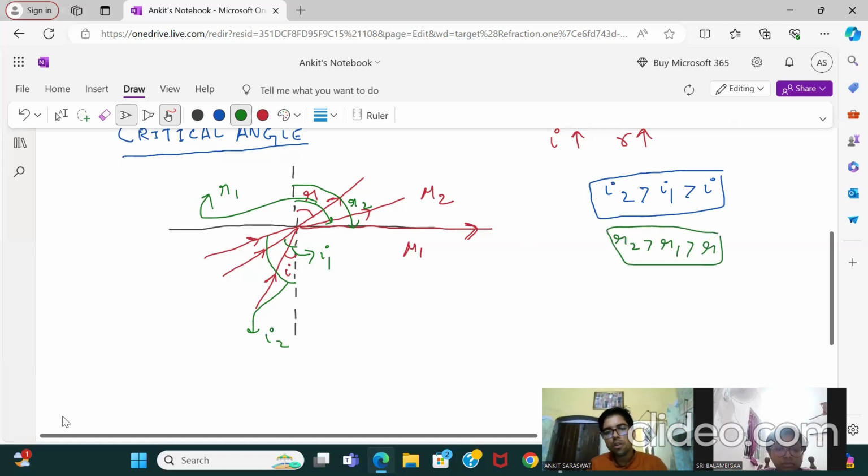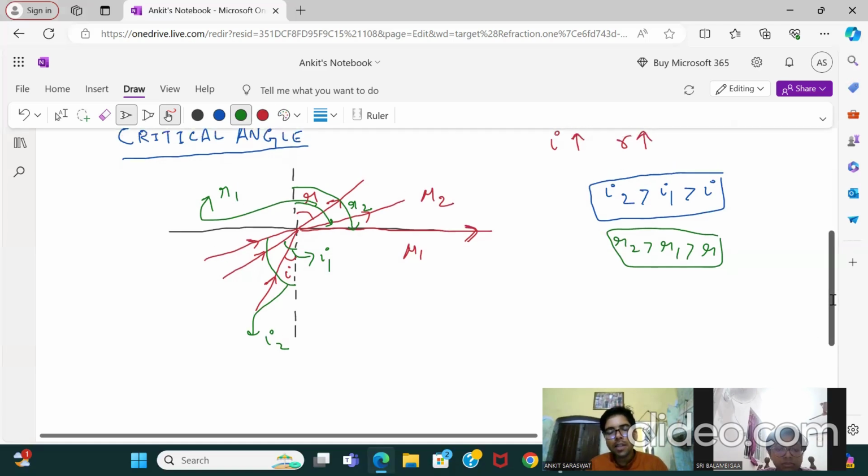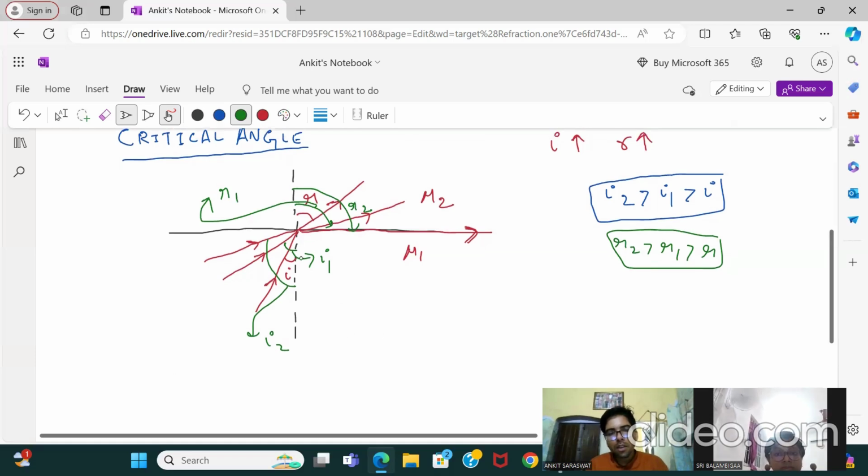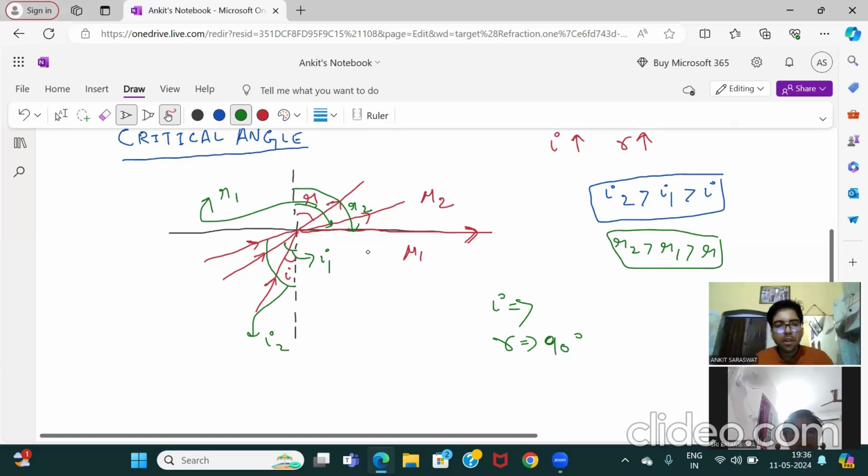Clear? So what is the meaning of critical angle? Critical angle is the angle of incidence at which the refracted ray grazes the surface. Grazes the surface means it becomes parallel to the refracting surface. Clear? It is that value of angle of incidence where R becomes 90 degrees. Clear? Did you see one thing like here, see this final R2, it becomes 90.